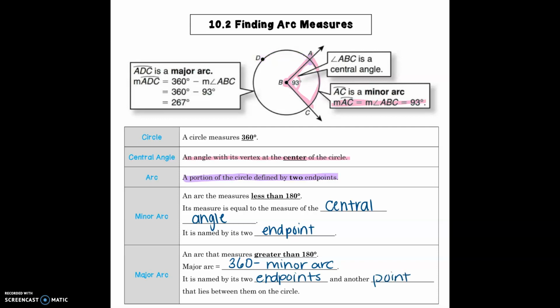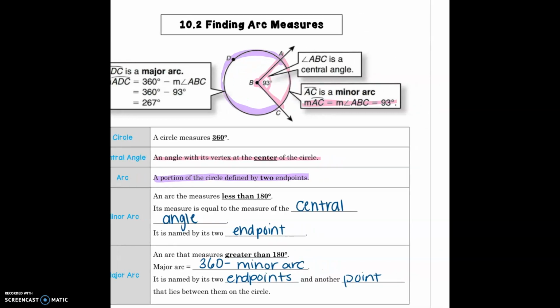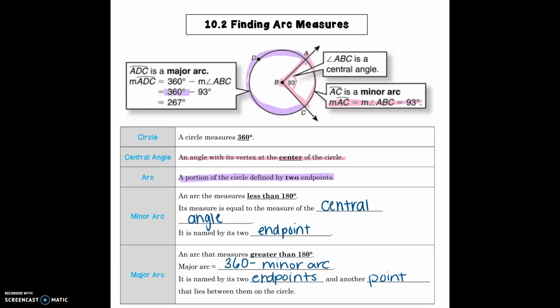So if we take a look at arc ADC, ADC is a major arc because it measures greater than 180 degrees. And to find its measure, we can take 360 degrees, which is the total measure of a circle, and subtract the measure of the minor arc. We said the minor arc measured 93 degrees, so we can do 360 minus 93, and we get 267.